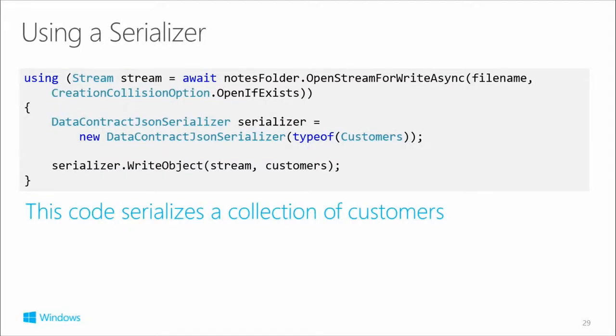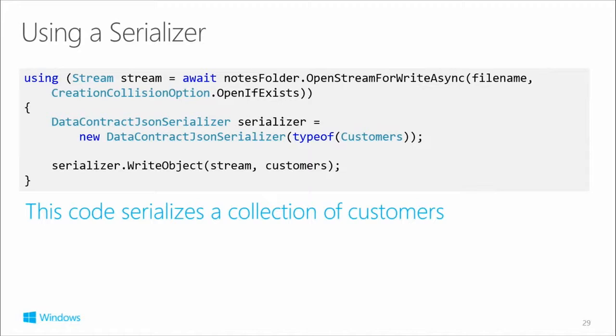So using a serializer is actually pretty simple. We get that stream that we talked about earlier, and we can just hand that stream to our data contract JSON serializer along with an object that we want to save. I'm sorry, I kind of jumped ahead of myself there. We create our serializer, and when we create it, we give it the type that we know we want to serialize. So customers here is an object that actually is a collection of customer objects.